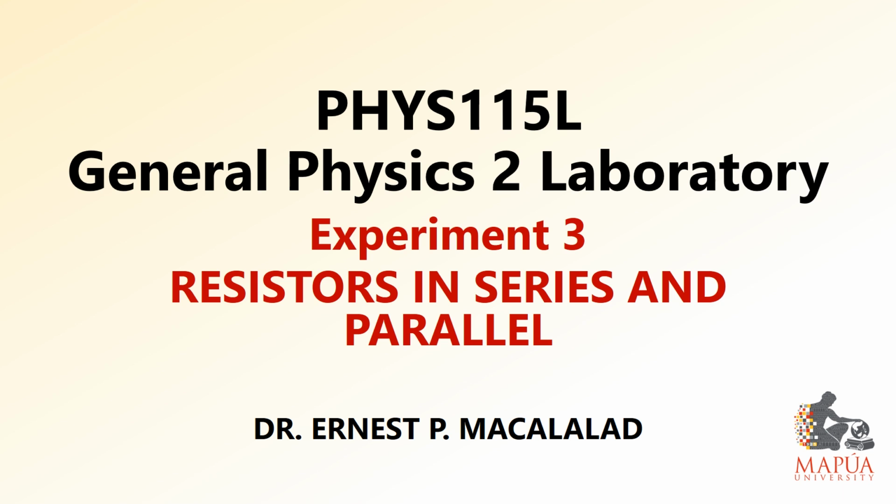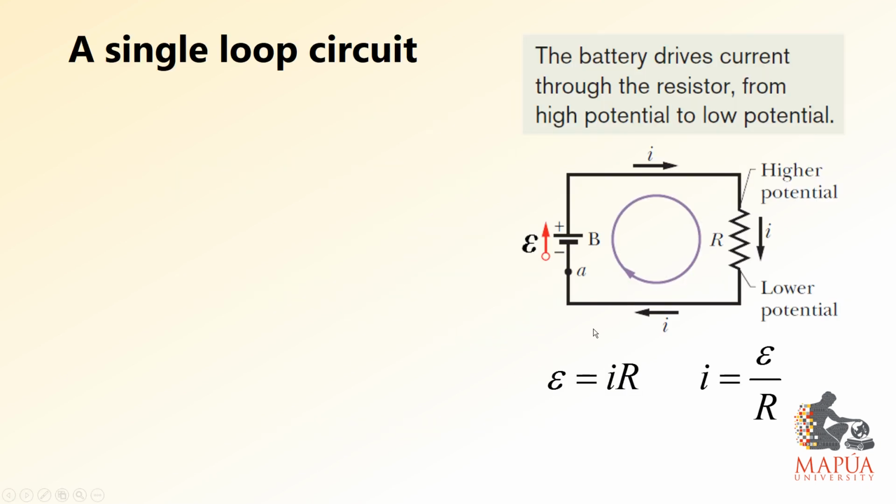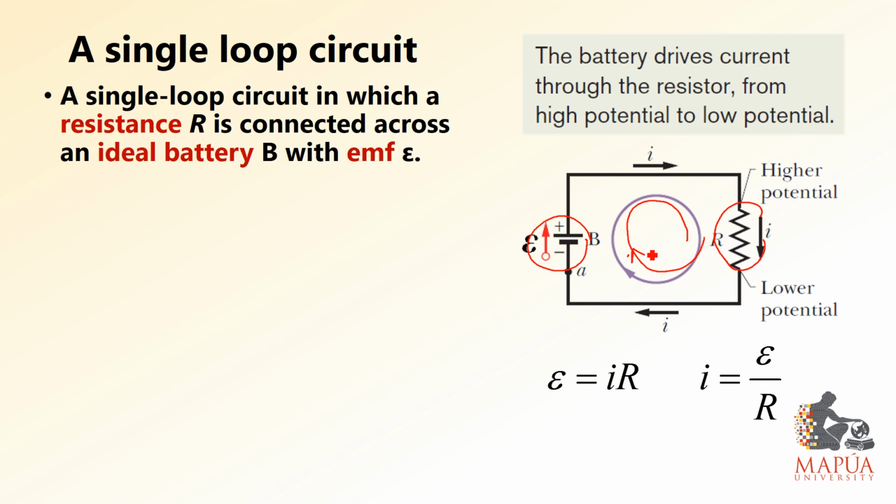To start with, let's look at, for example, a single loop circuit. So here what we have is a single loop circuit where we have a battery connected to a resistor in a single loop. Okay, so here we have a single loop circuit with resistance R, and that is connected with an ideal battery.